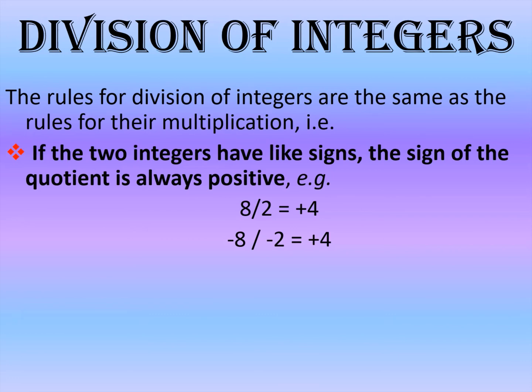Now let's discuss division of integers. The rules for division of integers are the same as the rules of multiplication of integers. The first rule says that if the two integers have like signs, the sign of the quotient is always positive. For example, if I divide minus 8 by minus 2, then the quotient is positive 4.